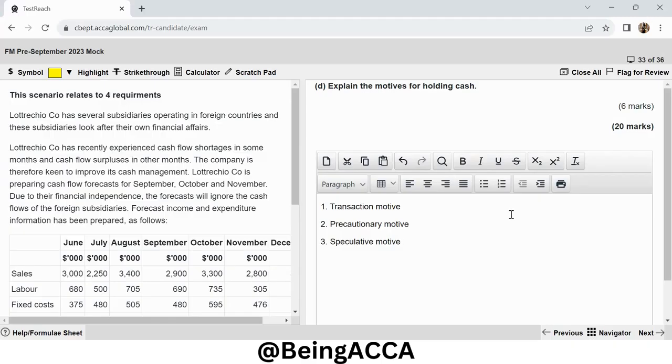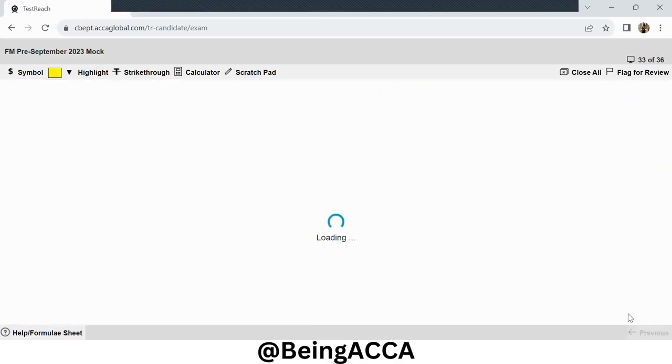Then the last is the speculative motive. Speculative motive means companies also try to keep cash available with them so that whenever they have any investment opportunity, they can put their money in that opportunity. These opportunities cannot always be anticipated, they may or may not come, but companies do prefer holding some amounts of money so that if any opportunity arises, they can use cash for such motives as well. So with this, we have come to an end of Lottrechio company.